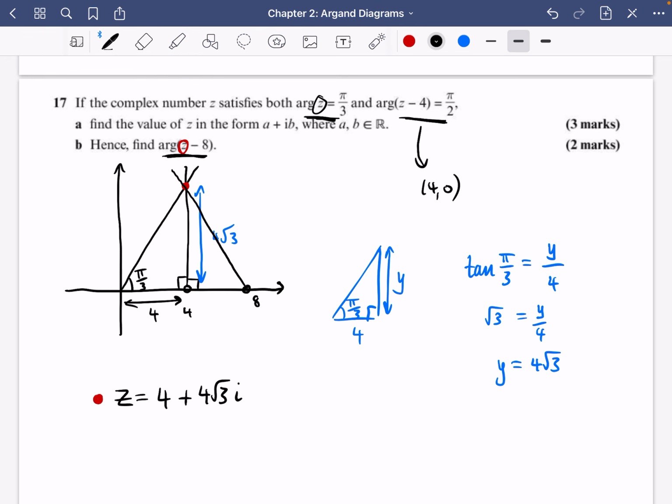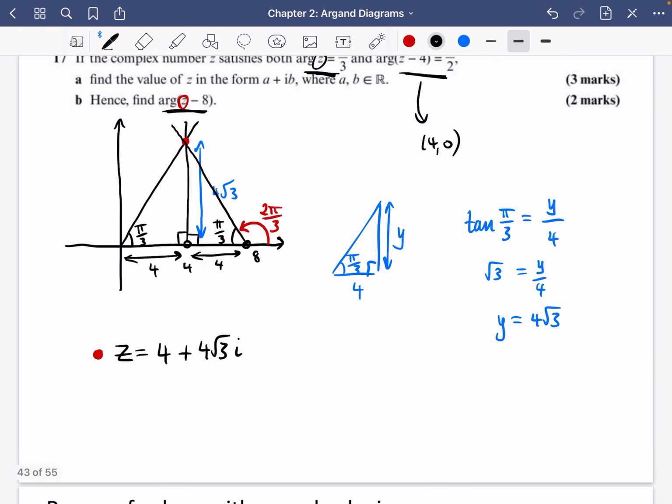Hopefully you will have spotted that if this distance here is the same as it is over here, then we've got a fully symmetrical diagram, right? We've got an isosceles triangle. So this must be pi over 3, but the argument is always measured from the real axis in an anti-clockwise direction, and so it will be pi minus pi over 3, which is 2 pi over 3. So for part B of this question, the argument of z minus 8 is going to be 2 pi over 3.